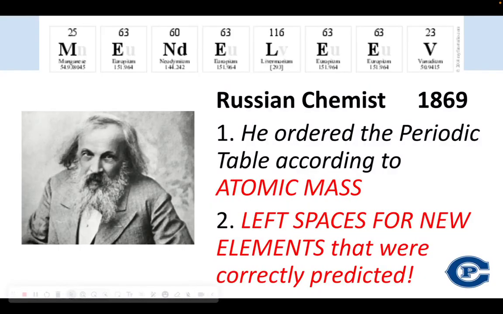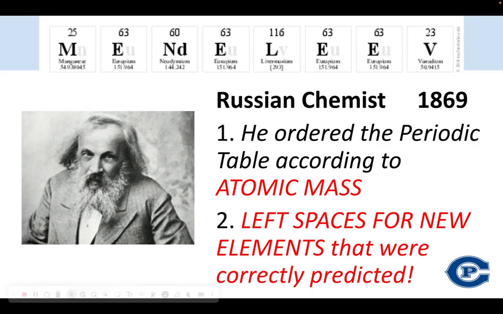Mendeleev was the first one to actually organize the periodic table. He was a Russian chemist in 1869, and he ordered the periodic table according to atomic mass, or the decimals on my periodic table. Now, this is obviously not how we currently have it organized, but at the time, whenever new elements were coming out, there was no way for them to organize them, and so he was the first one to do that.